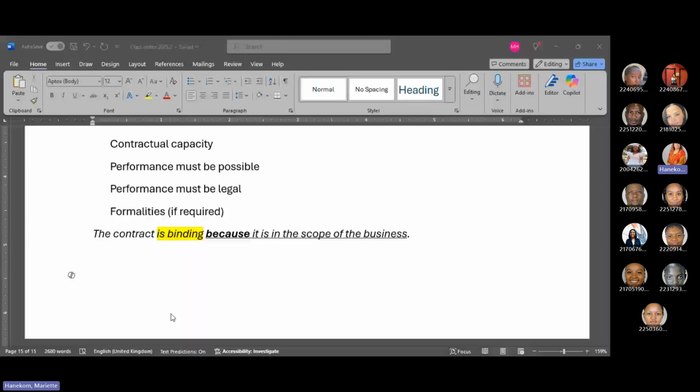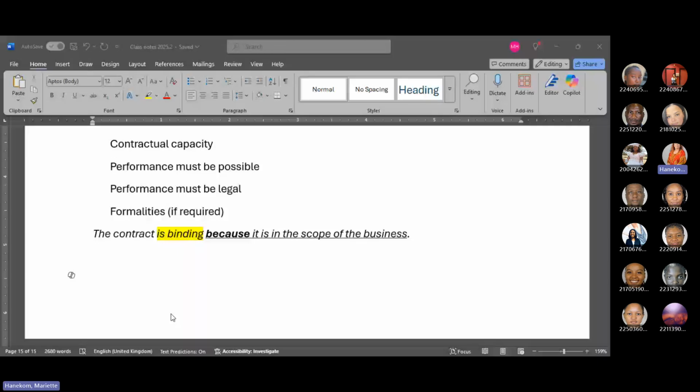Jane, Benjamin, and Hilma are our partners. Partnership that sells shoes. Jane buys a racehorse. Jane buying a racehorse, is that a valid contract? Somebody?